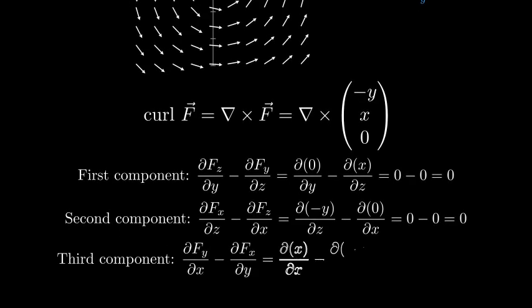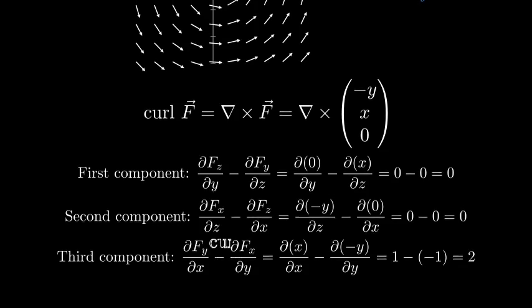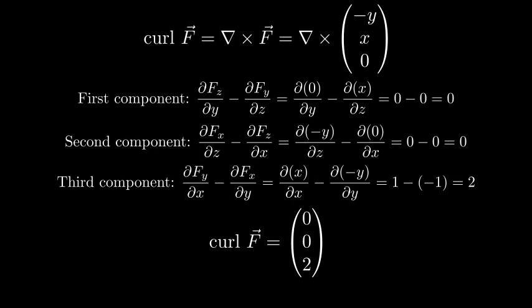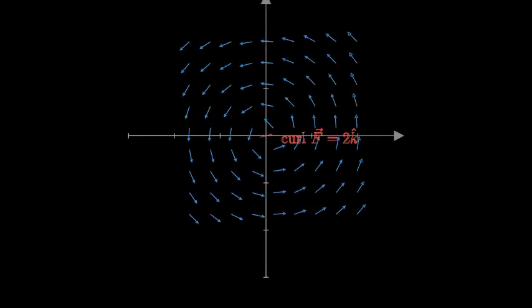For the z component, partial of f_y with respect to x minus partial of f_x with respect to y. That's the partial of x with respect to x, minus the partial of -y with respect to y. This gives us 1 plus 1, which equals 2. So the curl of our vector field is a constant vector pointing in the z direction with magnitude 2. This makes intuitive sense because our field rotates counterclockwise around the z-axis with the same intensity everywhere.